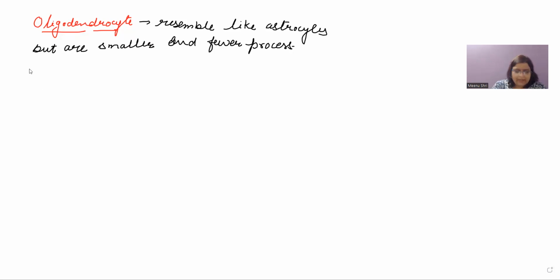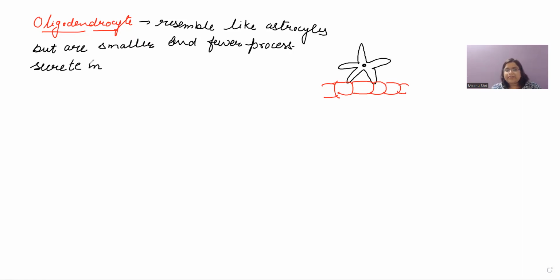Okay, so here first I will draw the structure of the oligodendrocyte cells. So these are the oligodendrocyte cells. Here the oligodendrocyte cells are smaller with fewer processes, and what function are they doing? They secrete the myelin sheath.